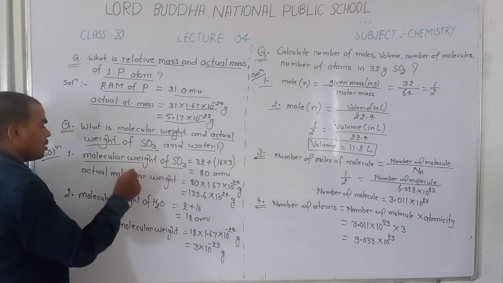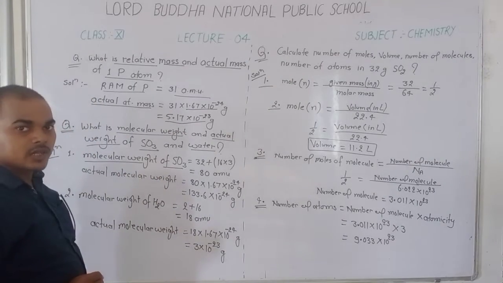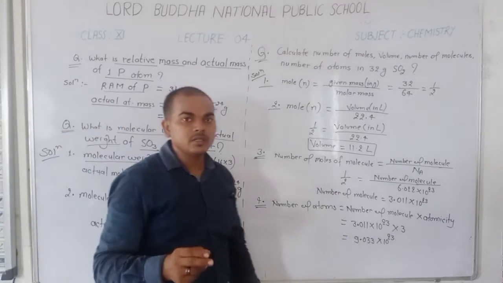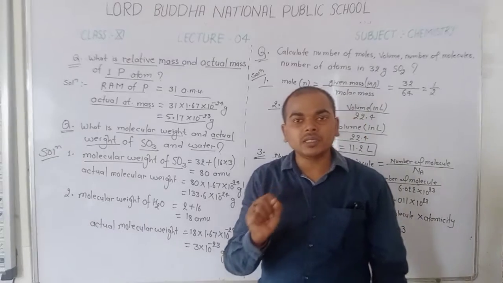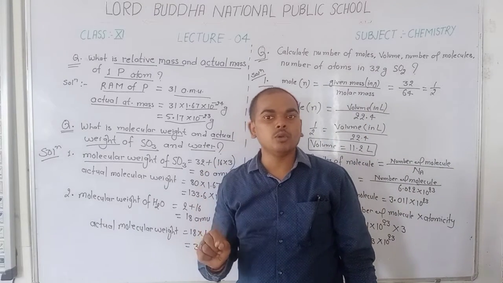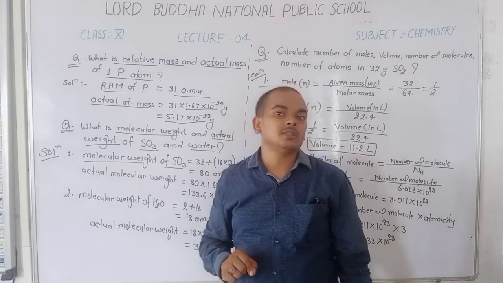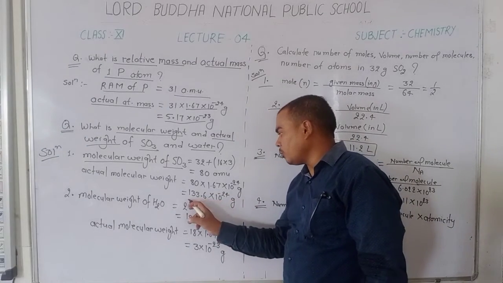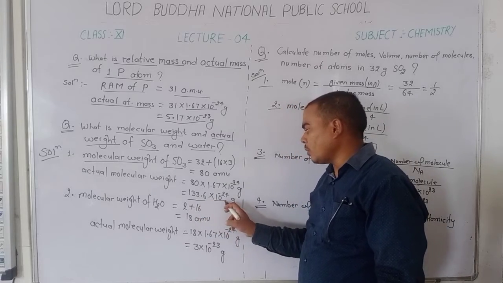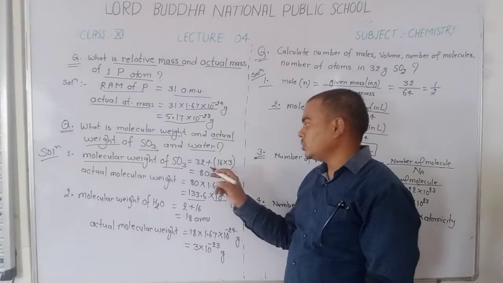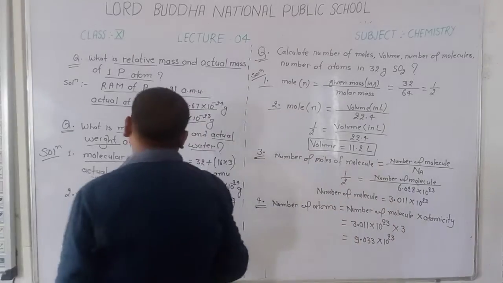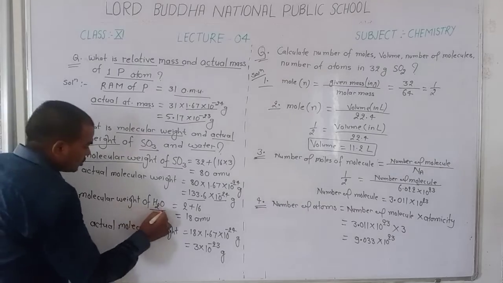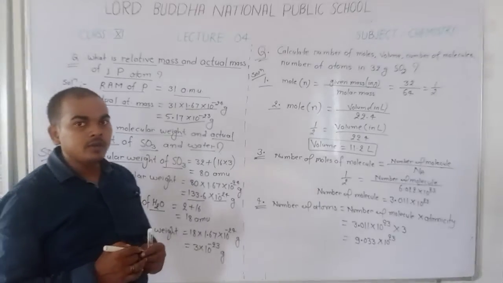But this is the molecular weight of sulfur trioxide. For finding the actual mass, we multiply by 1.67 into 10 power minus 24 gram per AMU. Then we find 133.6 into 10 power minus 24 gram of SO3.